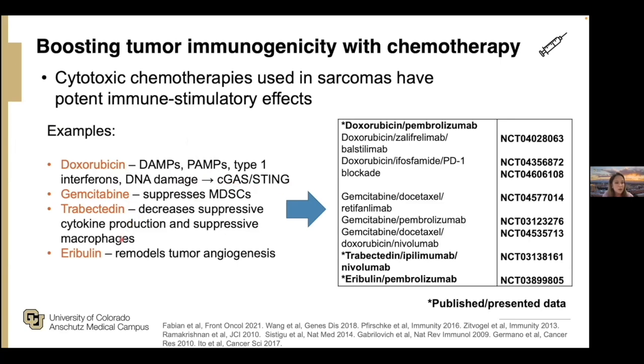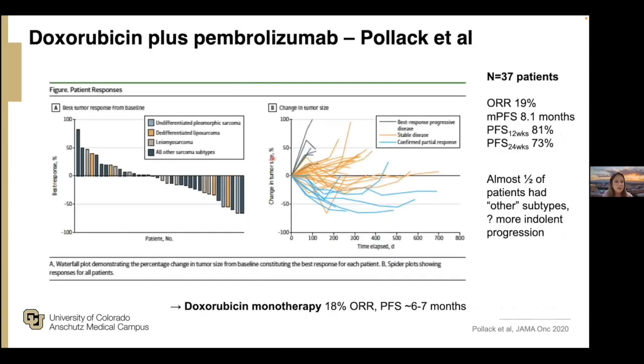Our other chemotherapy drugs in sarcomas also have immune-related effects. Gemcitabine can suppress myeloid-derived suppressor cells, which tend to shut down immune responses. Trabectedin can decrease the suppression by cytokines and macrophages. And then eribulin has profound effects on blood vessel development within tumors, or angiogenesis. And so based on this, this is the new wave. So there are multiple clinical trials in sarcoma going on now to combine chemotherapy with immune therapy with our checkpoint inhibitors. And so I'm going to show you a few of the studies that have published or presented data on this approach.